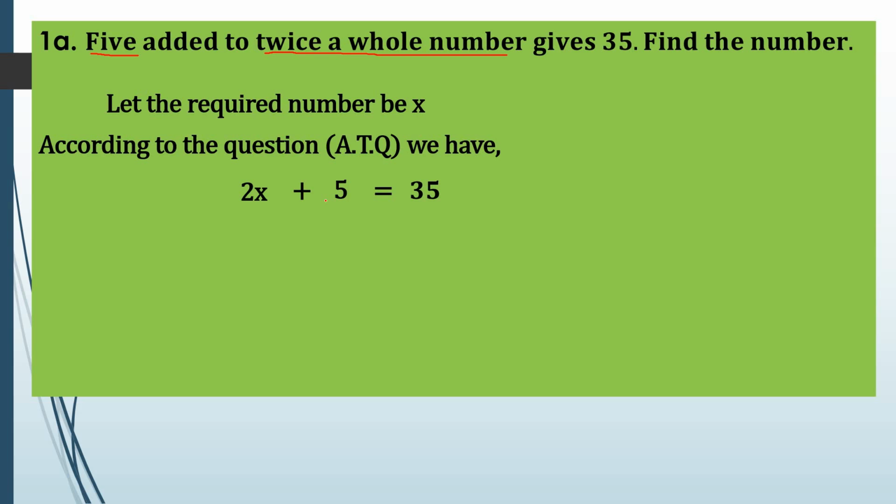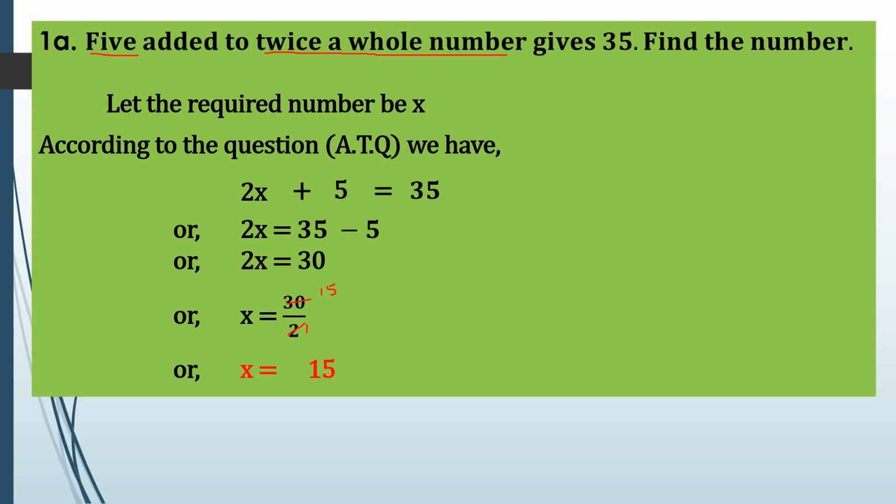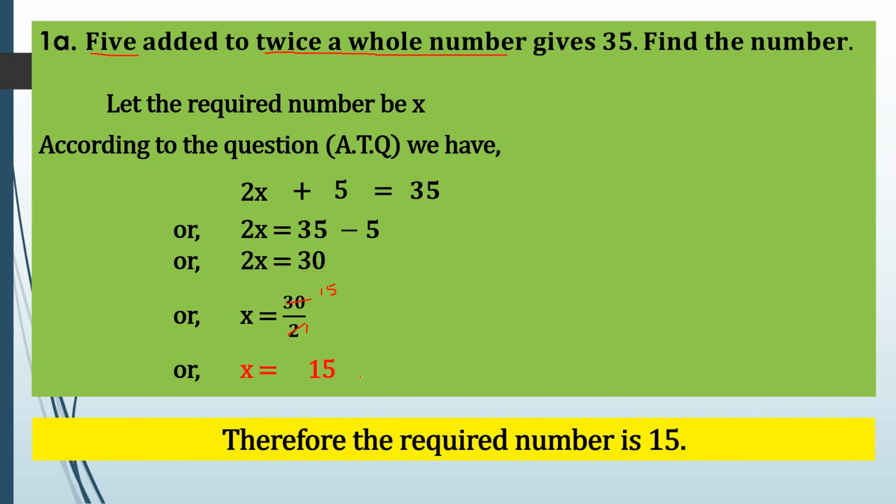Now we all know how to solve this type of equation. So we'll take 5 to the other side. 2x is equal to 35 minus 5, which gives 2x equals 30. Now that means x is equal to 30 over 2. So 2 ones are 2, 2 15s are 30. Therefore, the value of x is 15. And what is our x? The required number. Hence, we can write the required number is 15. Is that clear, students? Let's take one more question.